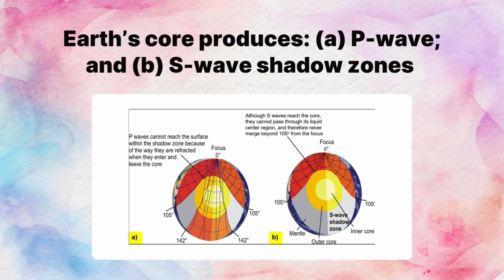105 degrees from the focus. Suppose this is the focus of the earth and this is 105 degrees, so beyond that they cannot be received on the opposite side of the earth. So this is called a shadow zone.